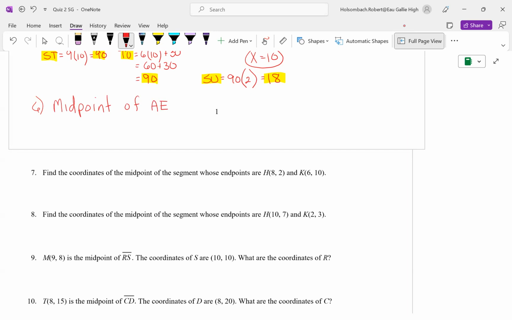But there's not an E on the number line, so we're going to assume that they're asking for the midpoint of AB. So let's just change that point B out there to an E. So the midpoint of AE would be equal to the sum of the coordinates, -7 plus 8, and then we're going to divide it by 2. Negative 7 plus 8 is 1, divided by 2 equals 0.5. So the midpoint of AE would be 0.5.